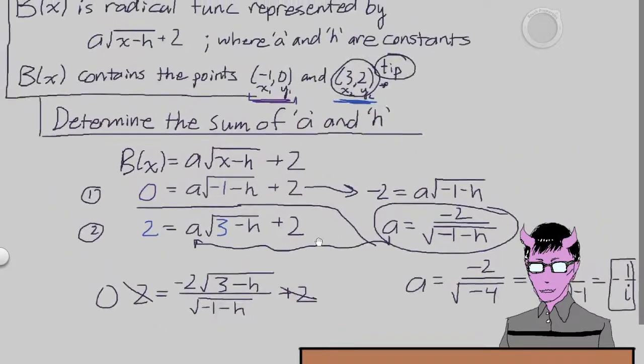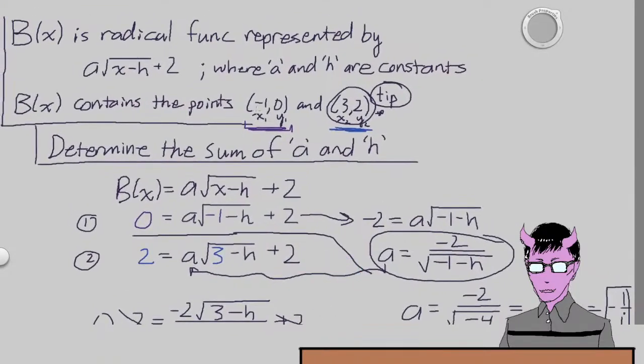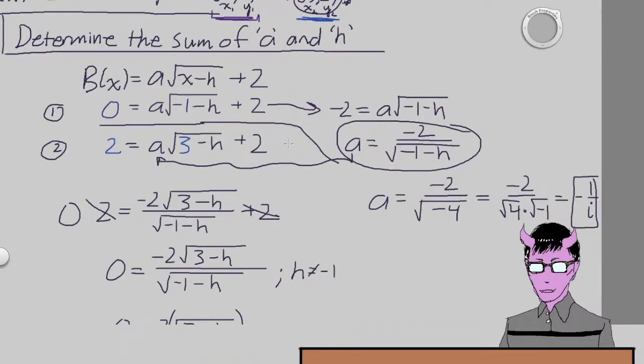Let me check something real quick. Let me see if the substitutions are correct first. That's always the first thing to double check. So that's -1 directly in there. Okay. And then 0 is directly in there. Yep. 3 is directly in there. Yep. And then 2 is directly there. Yep. Okay. So let me think if these manipulations are correct.